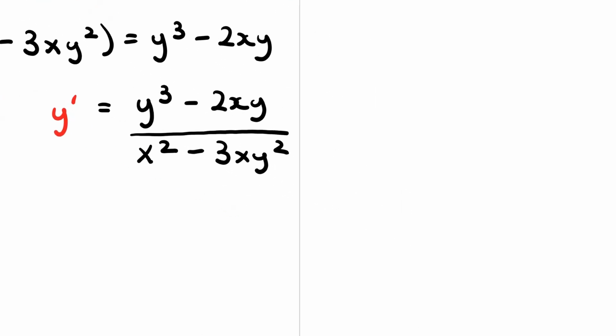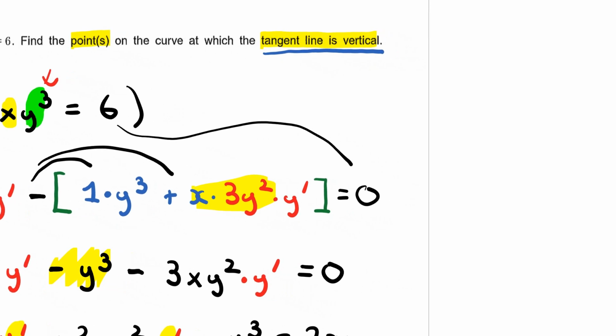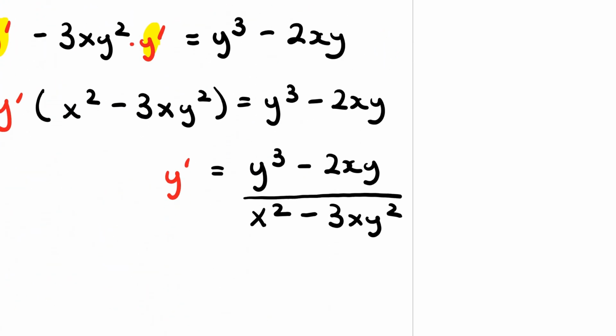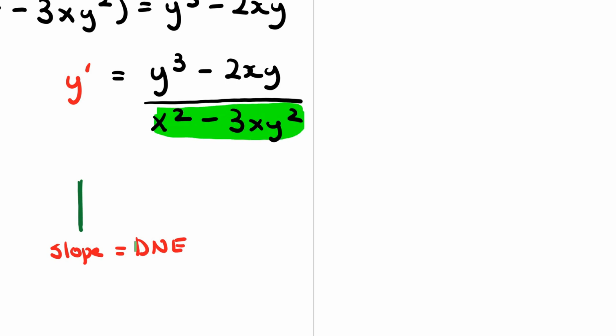Now, what we need to do is find the coordinates of the vertical tangent line, right? So find the points on the curve at which the tangent line is vertical. Okay, if the tangent line is vertical, it means the slope is undefined, right? So the slope does not exist if you're looking for these vertical tangent lines. When you have a fraction, and if the denominator is equal to 0, then the slope is undefined.